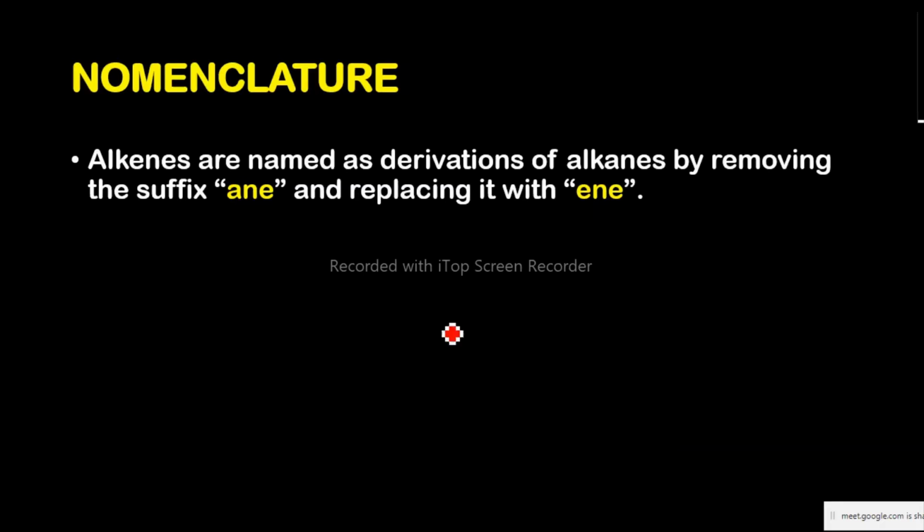Now, how we name alkenes: if you remember, when naming alkanes, you get the stem name and add the suffix ane. Now with alkenes, this suffix ane is replaced with another suffix, ene. So for instance, C2H6 we called ethane. Now for the alkene, it is C2H4. So we remove this ane and add ene, and this one becomes eth-ene. As simple as that.